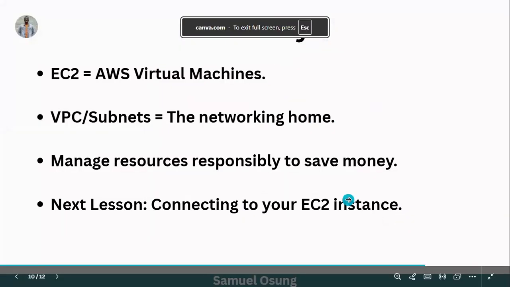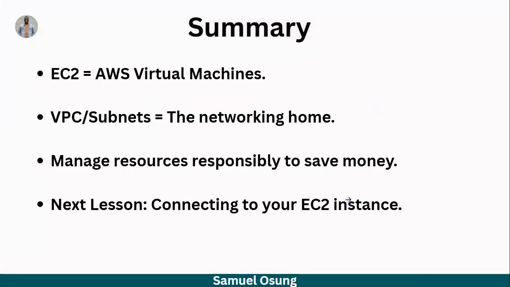So in summary, EC2 is AWS virtual machines, and VPC is the networking home for your virtual machines. So you get to manage your resources responsibly to save money. If you understand this, you are already building a very strong foundation in the cloud.